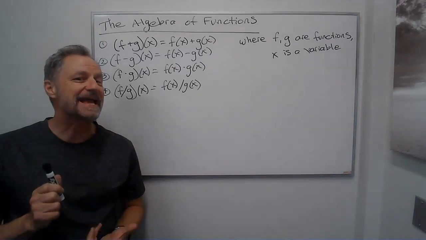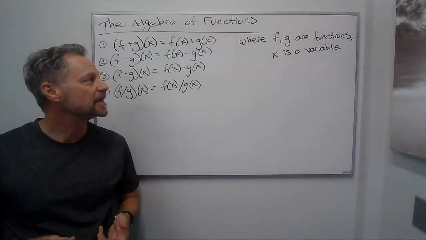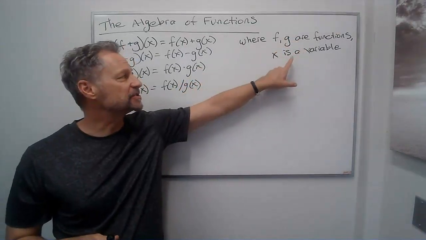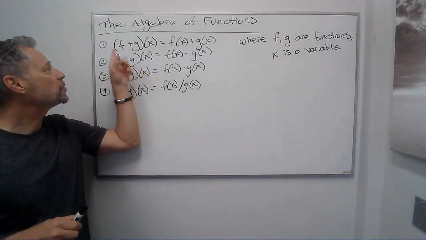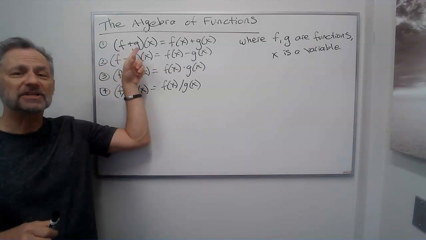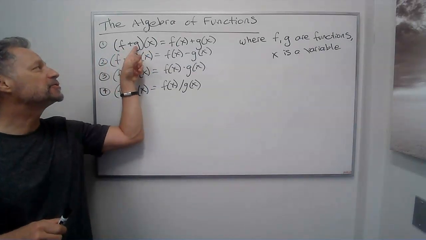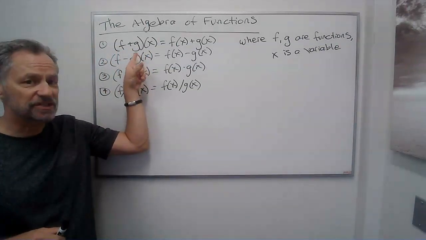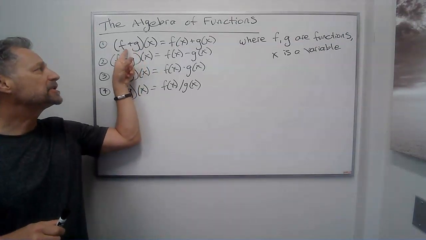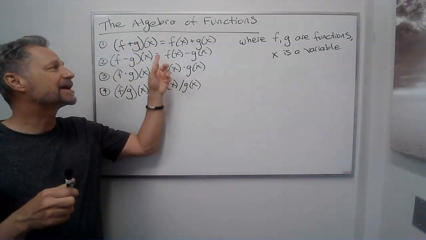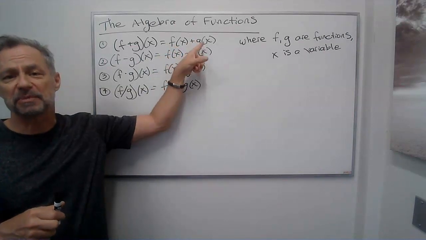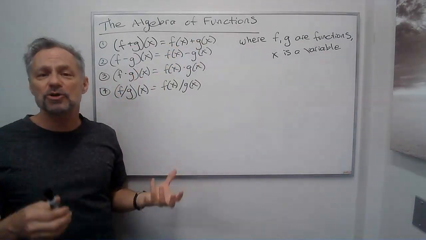Let's talk about the algebra of functions. So we're going to let f and g be functions and x is a variable. So we can define f plus g of x. Notice what I'm doing is I'm adding two functions together. F plus g of x, those two functions added together, you can just calculate as f of x plus g of x. So it's just kind of how you would assume.